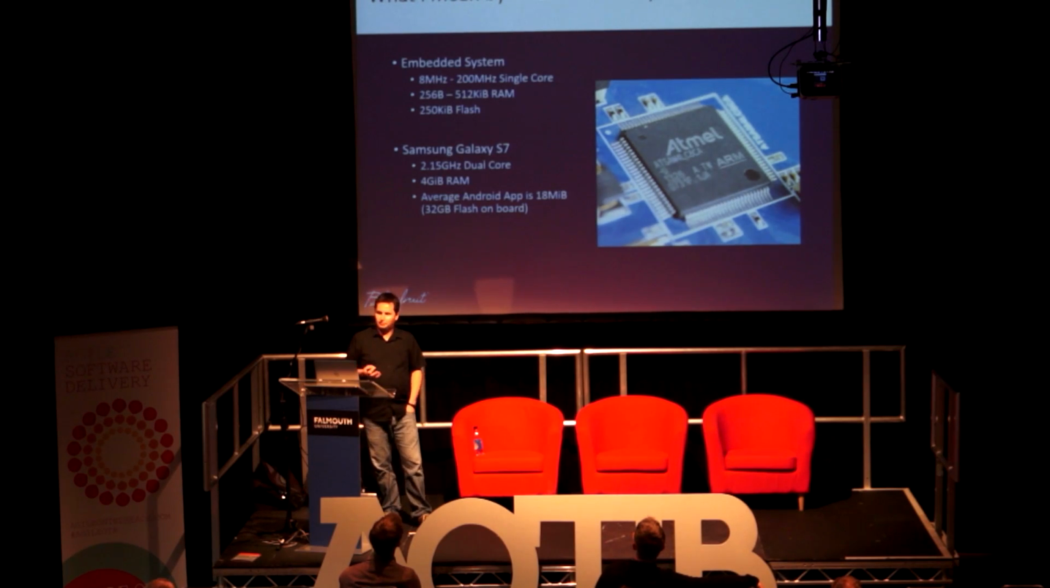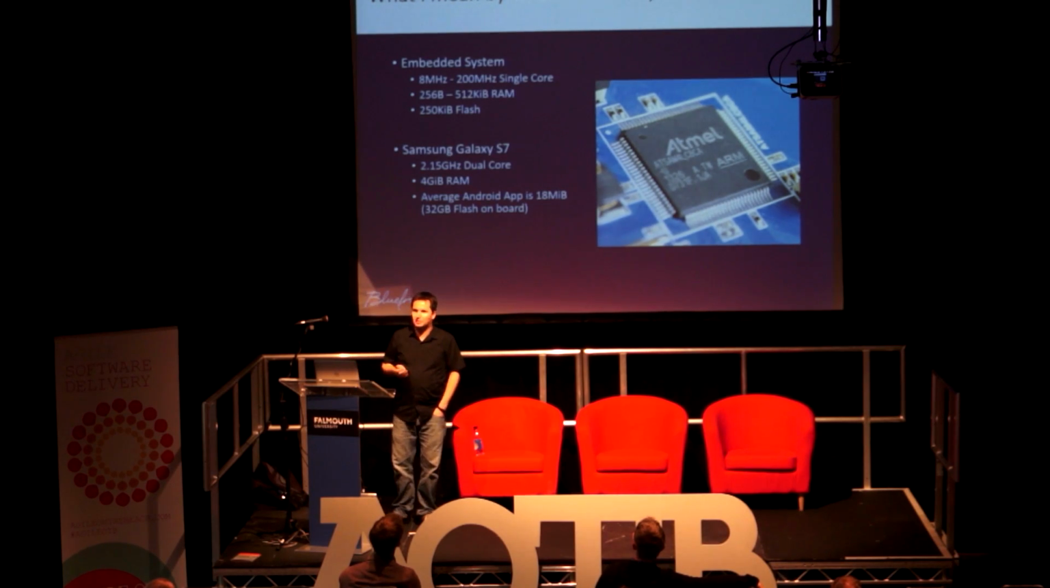To give you an idea, the latest Samsung phones are 2.15 gigahertz, they have 4 gigabytes of RAM, and nowadays the average Android app is actually 18 megabytes.